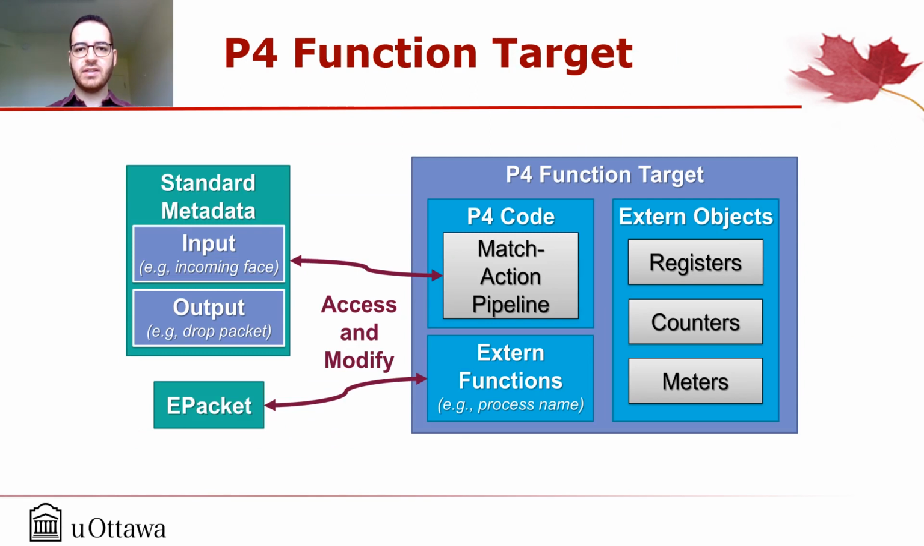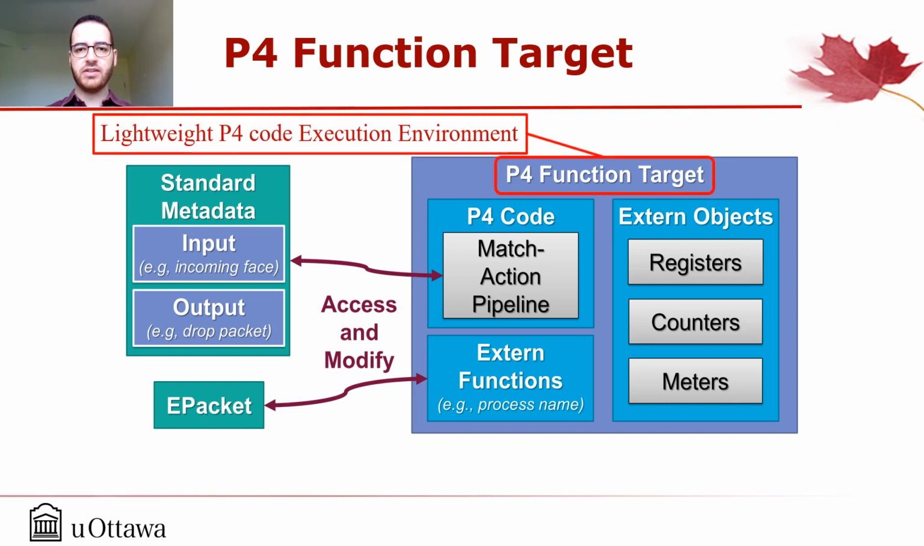Let's now zoom inside the P4 function target. The P4 function target is a lightweight P4 code execution environment. It communicates with the rest of the forwarding pipeline using a standard metadata structure that is directly accessible from the P4 code. The standard metadata structure contains two sections. The input section contains simple fields filled by the forwarding logic module, like for example, the incoming face of the packet. The output section contains several fields that tell the forwarding logic module which output action needs to be done, like for example, drop the packet.